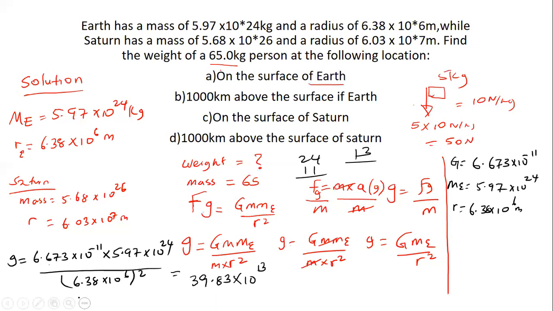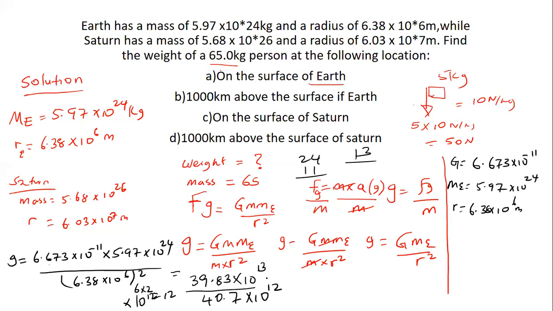To make your life easy too here, a way to do it is this. Since you have 10 raised to power 6 squared, the raised to power 6 squared can be written as 6 times 2. It's going to give you what? 12. So that will be 10 raised to power 12. And you will square 6.38 squared. It's going to give you what? 40.7 times 10 raised to power 12.